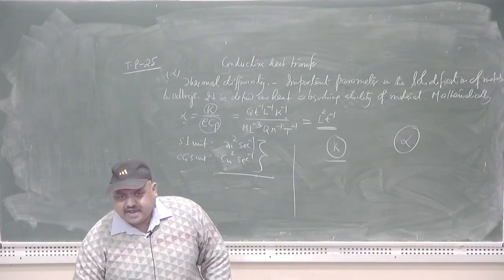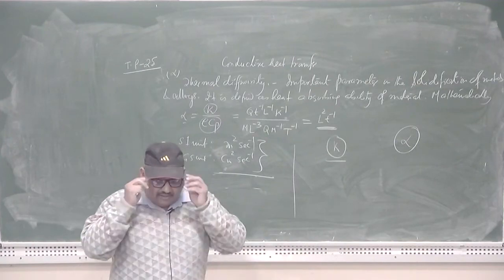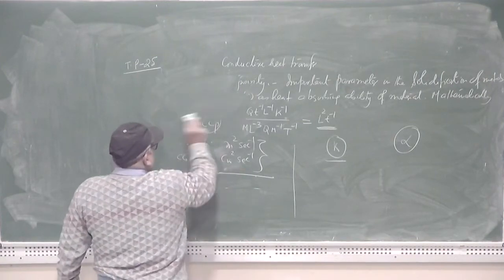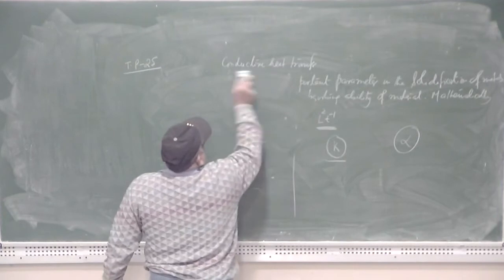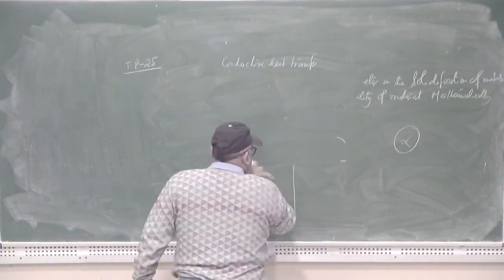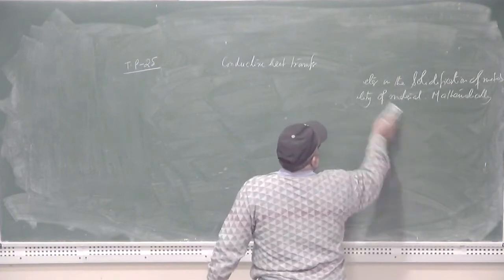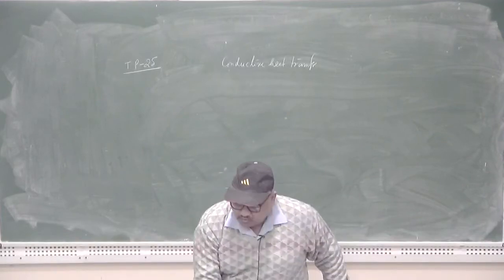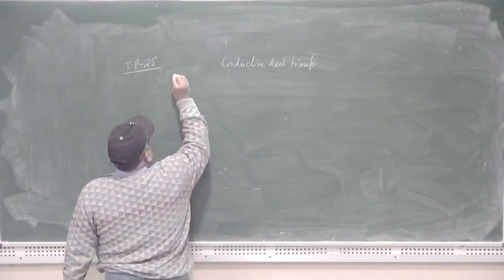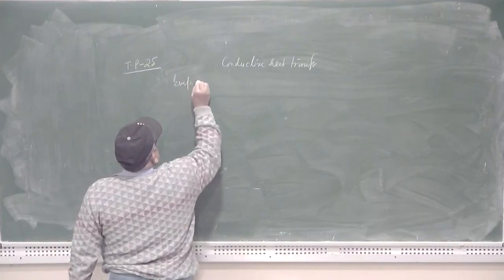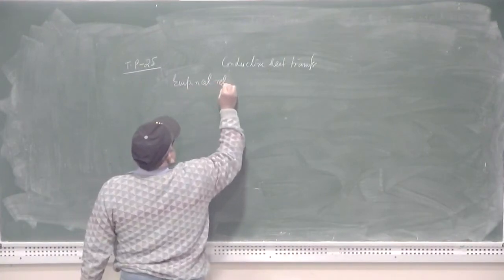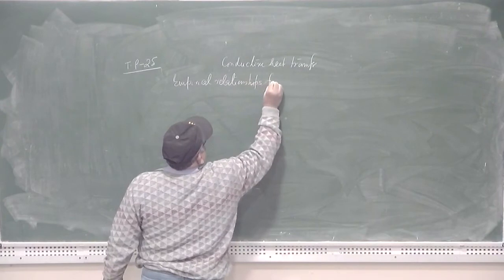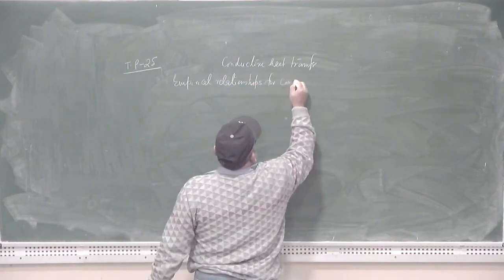So, our next task, which we will go through, is the empirical relationships for the thermal conductivity. This is very important so far as the conductive heat transfer is concerned. So, the next thing is the empirical relationships for conductivity determination.